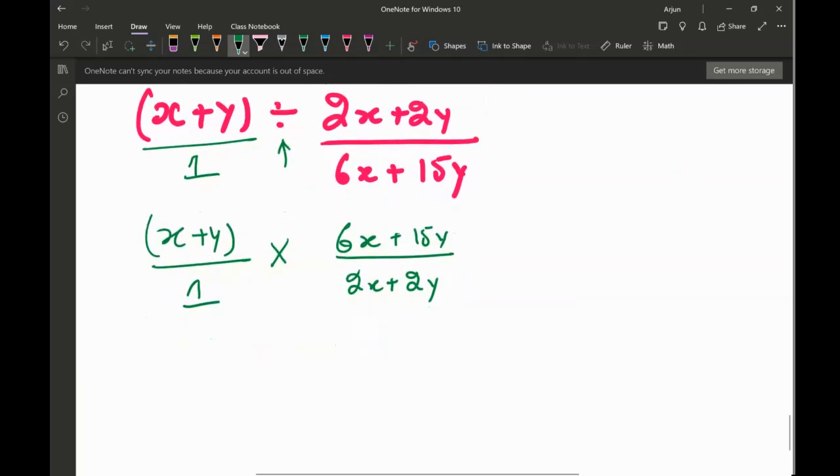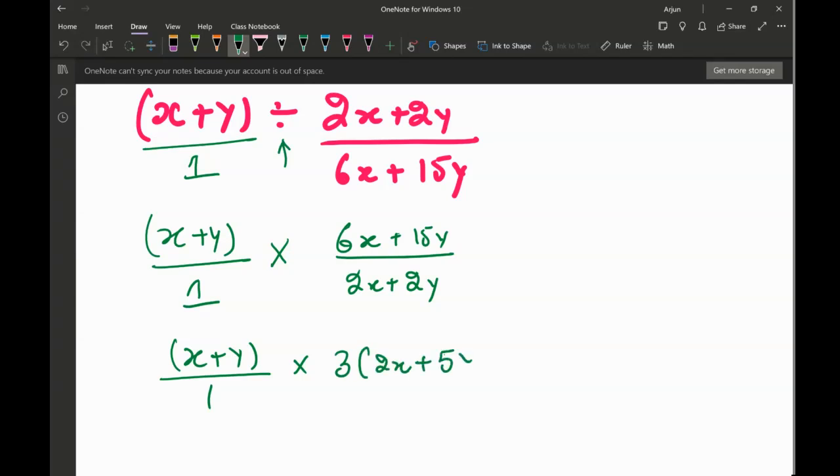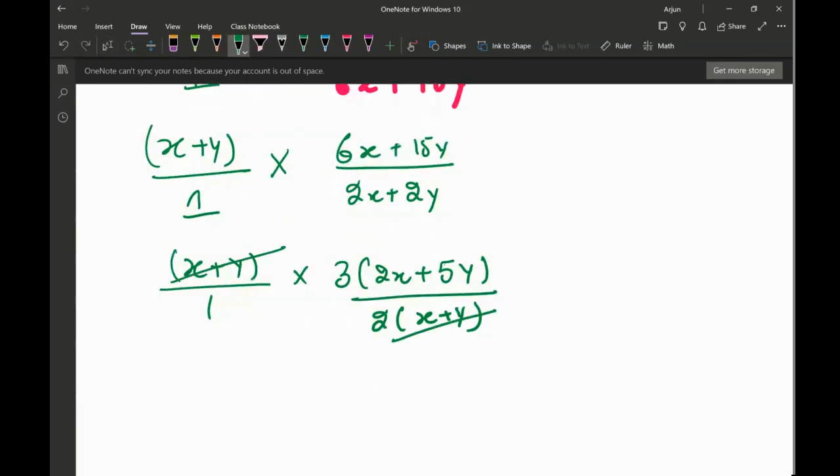Now can I reduce the fractions into smaller terms? I can reduce the second fraction for sure. What I can do here is take 3 common. This will be 2x plus 5y, and then on the bottom 2 common, x plus y, and then I can cancel x plus y and x plus y. The leftover is 3 over 2 times 2x plus 5y. This will be my final answer for the question.